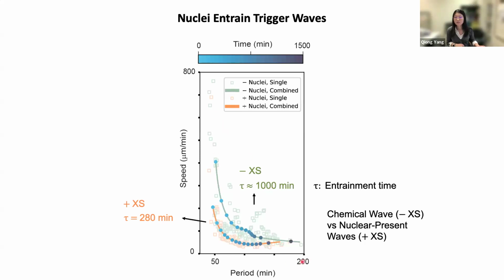But if you plot the dispersion relation together, you find that the entrainment time in the nuclear case is much, much shorter. This shows that the nuclei in space, first of all, introduce heterogeneity in space, and second, help the entrainment of the wave.